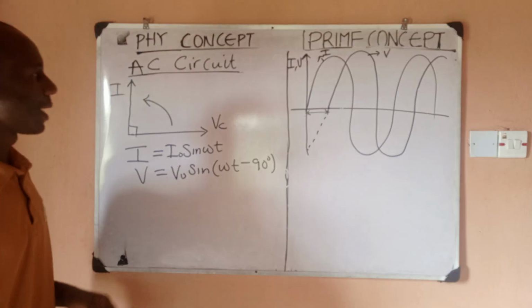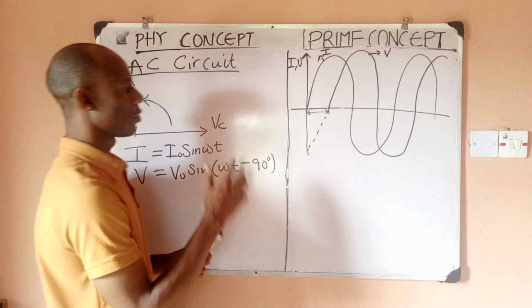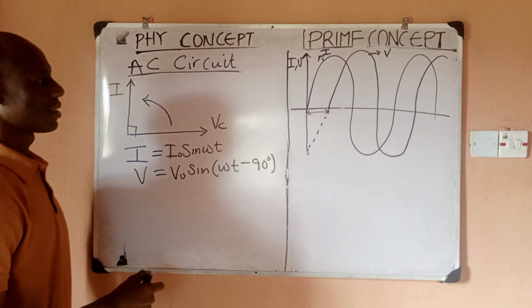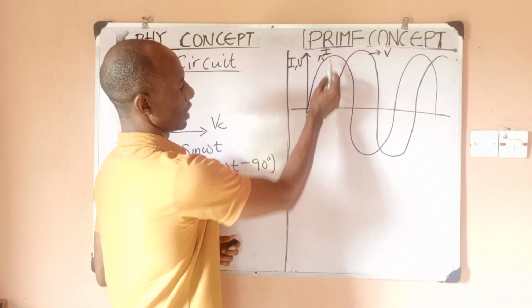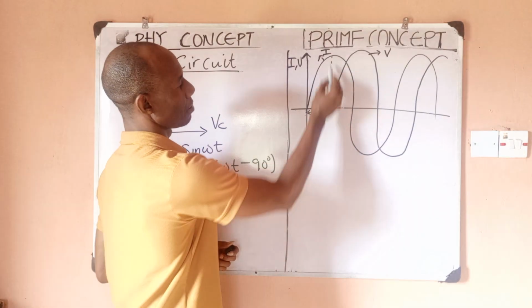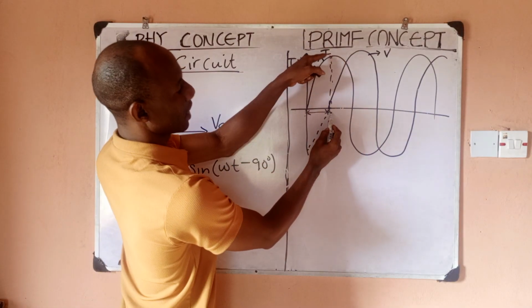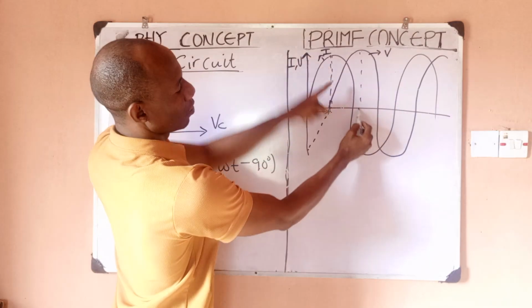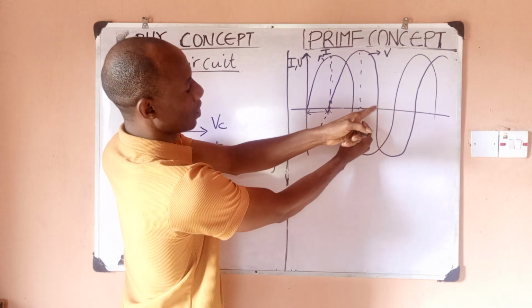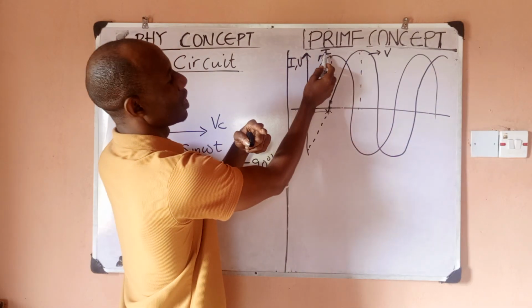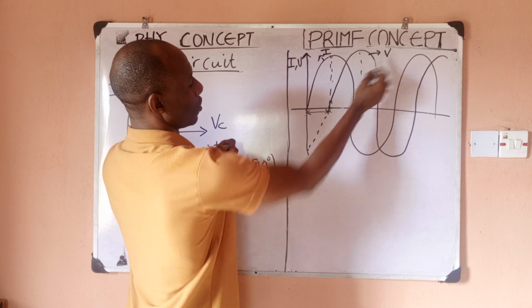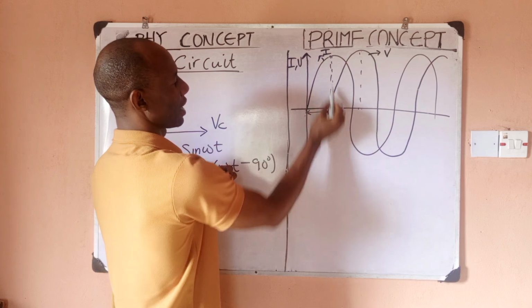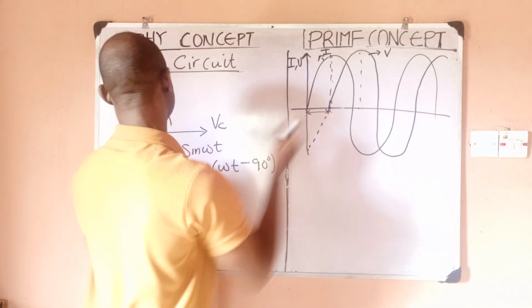So that is my waveform for a purely capacitive circuit. You can see that current attains its maximum first, while voltage attains its maximum over a longer time. That's why we say current is leading voltage by a phase angle of 90 degrees, and that is why this is picking up from that side.